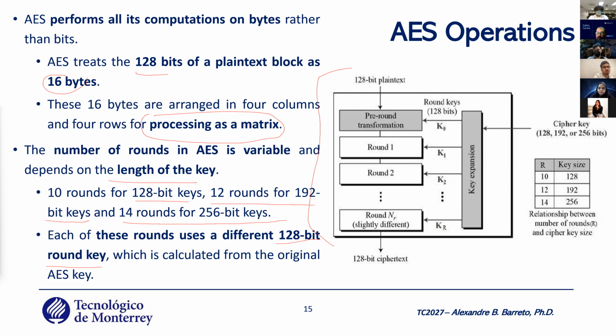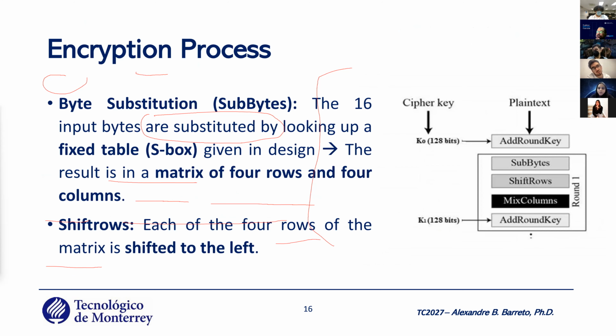The operations that you have: the first one is the byte substitution, the SubBytes. In SubBytes you receive 16 input bytes, and you look up the S-box table, and the result is a matrix of 4 rows and 4 columns. You transform these 16 bytes into a matrix. These operations don't exist in the Feistel model.